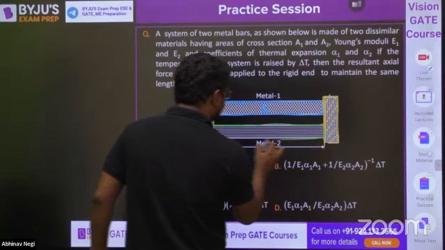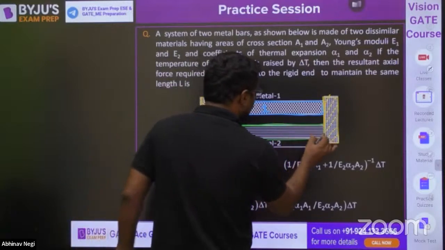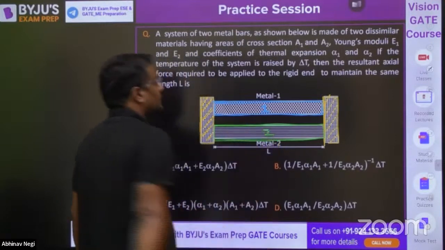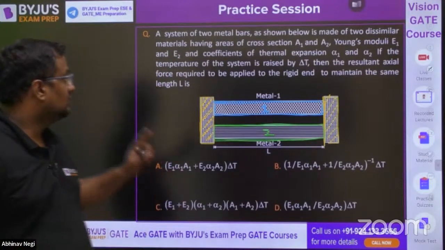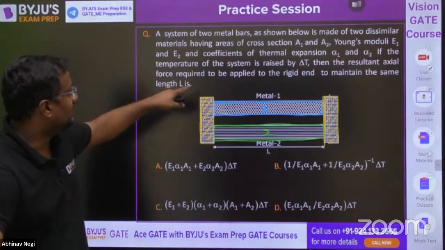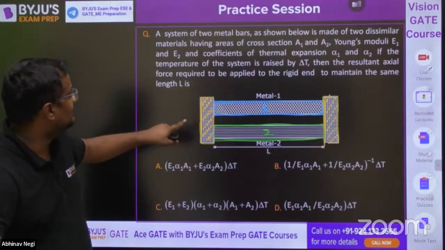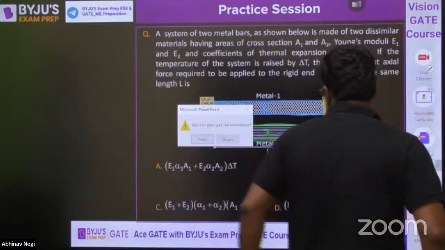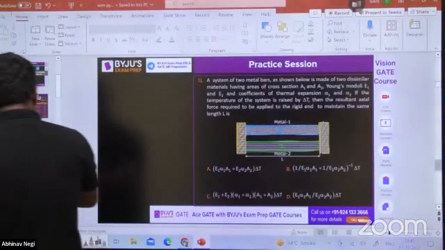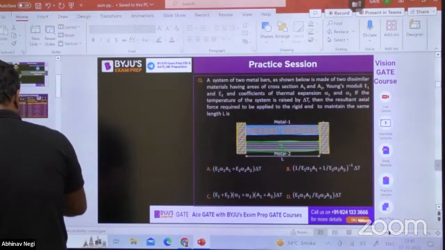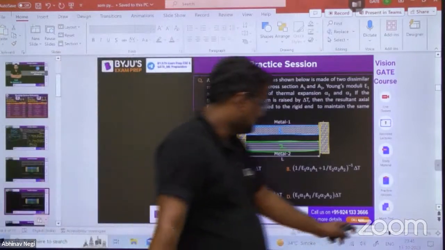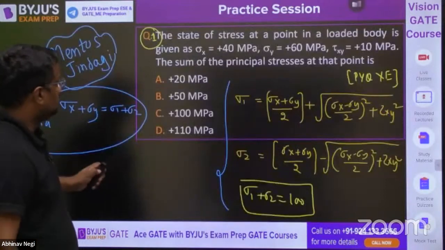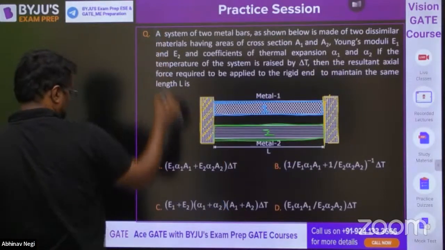Now heating is done. Then the force required to be applied to the rigid end to maintain the same length. Now let me modify this question beautifully. Copy, paste. So this is question 2 actually.